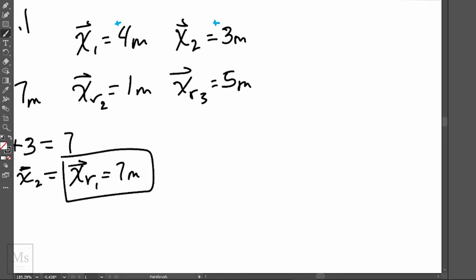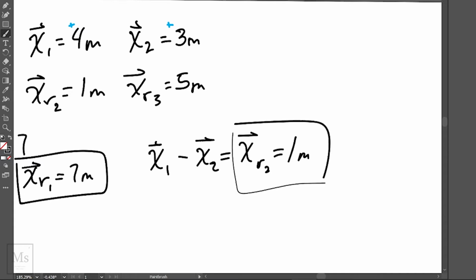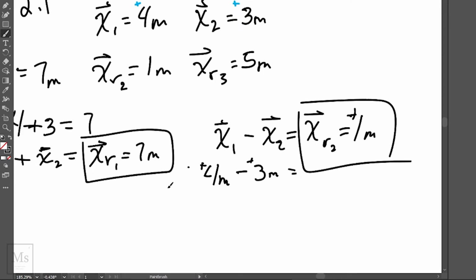And how do we go about getting 1? x1 minus x2 equals xr2, and xr2 is going to be 1 meter. Let me draw this out for you. That's 4 meters in the positive direction, minus 3 meters in the positive direction. That's going to equal 1 meter in the positive direction. Same thing for this guy.